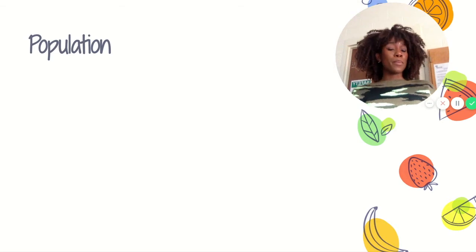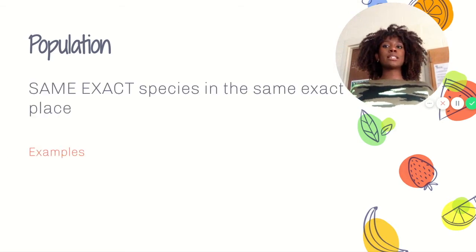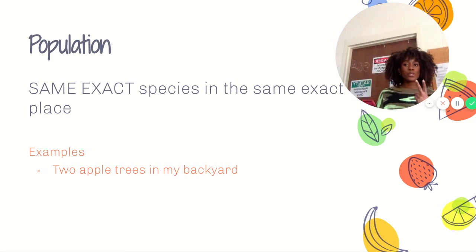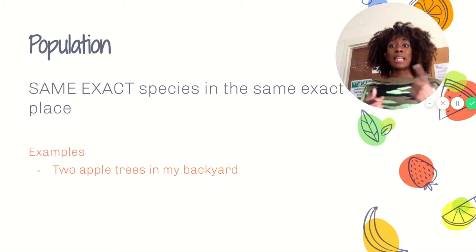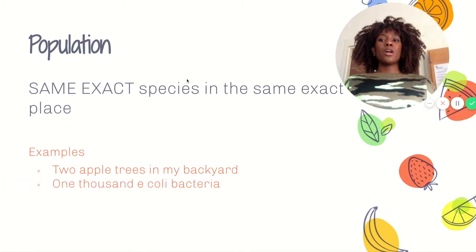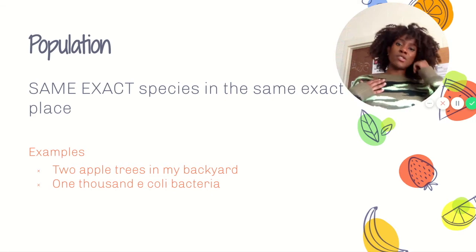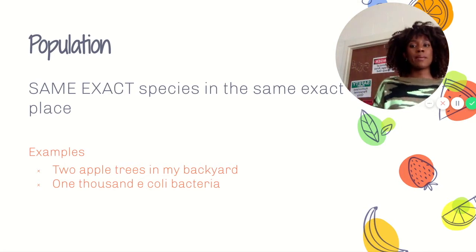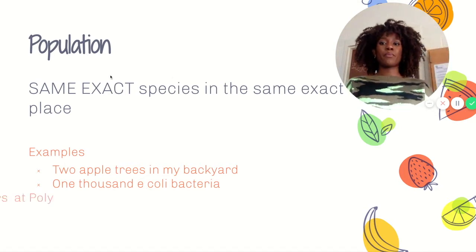Then we have this word population. So population is the same exact species living in the same exact place. So for example, you could have 2 apple trees in a backyard. Those are the same species living in the same place. 1,000 E. coli bacteria, right? So these are all the same bacteria. They're all E. coli. There's more than one of them, and they're in the same exact place.